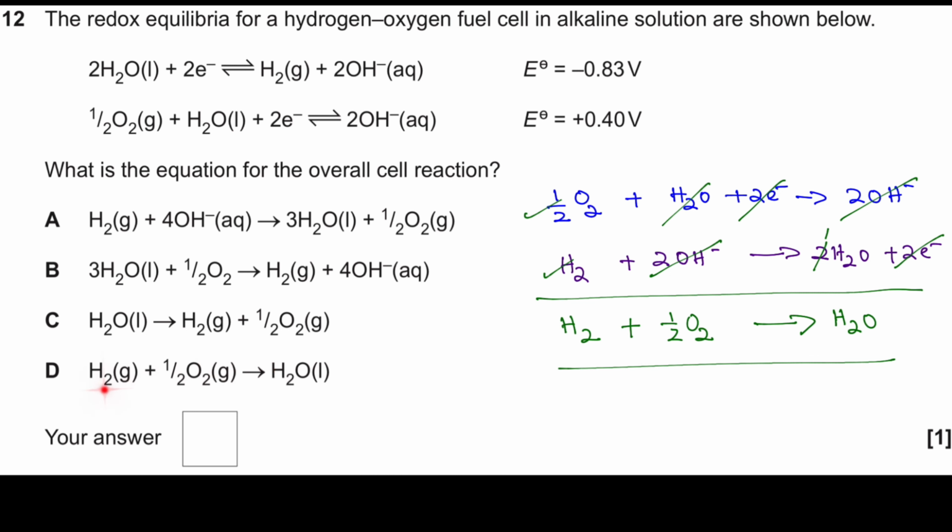Answer which one has that. We can see that H2, because it's asking what is the equation for the overall cell reaction, and this is the equation for the overall cell reaction. So that's that one here. So because it's D, I can then circle D and write D in the box.